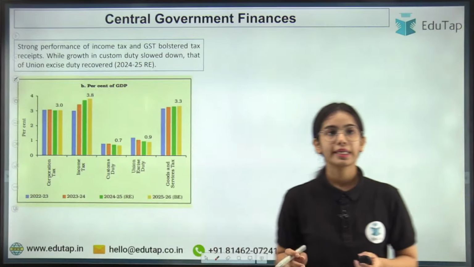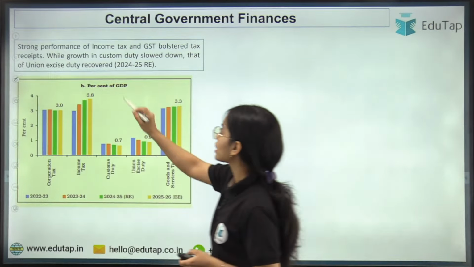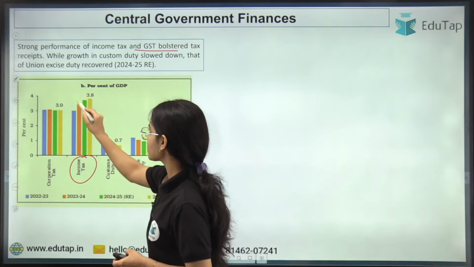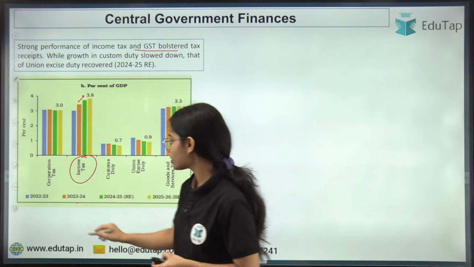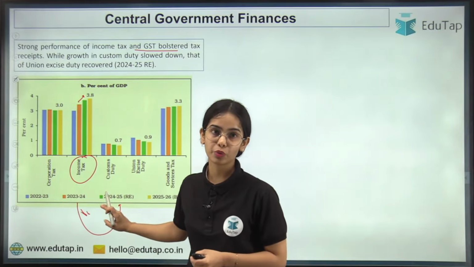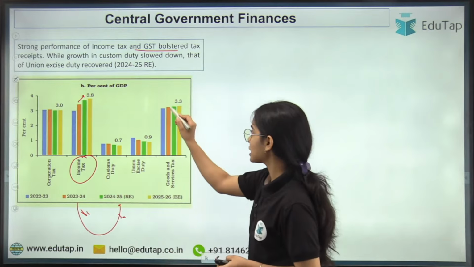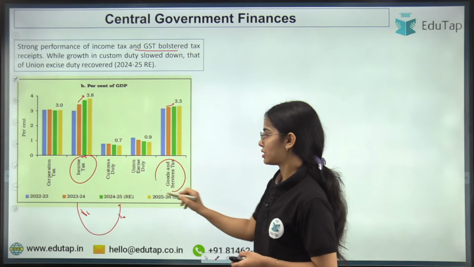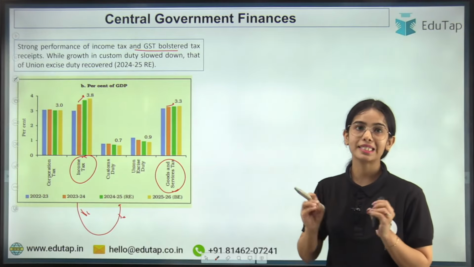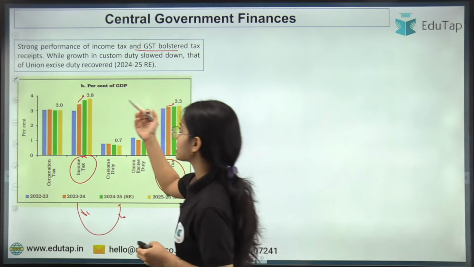Okay. Next is strong performance of income tax and GST. Now there is strong performance that we have seen in income tax. You can see that income tax has increased from 2023-24 to 2024-25, as well as there is the increase in the goods and services tax. The goods and services tax has also increased. So there is strong performance of income tax and GST, bolstered tax receipts.